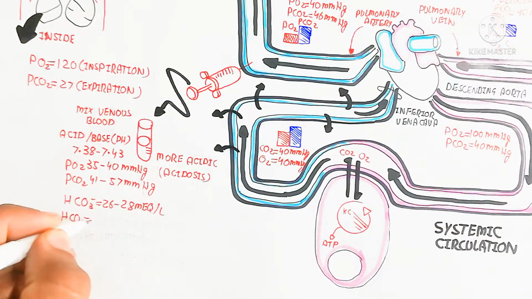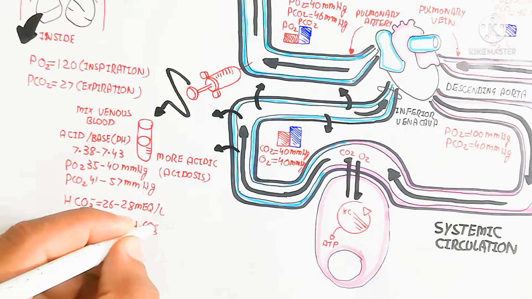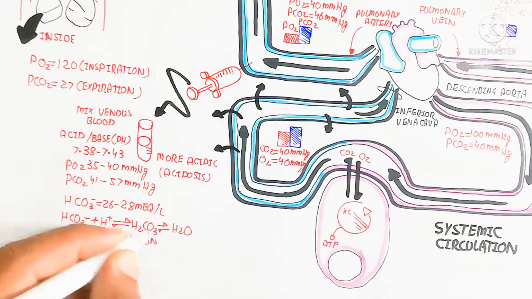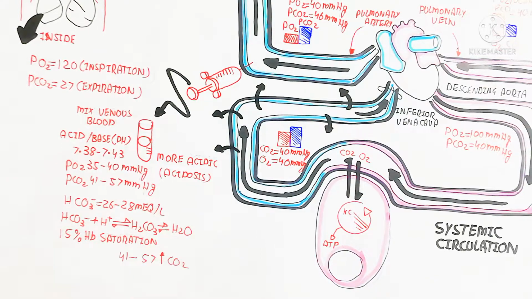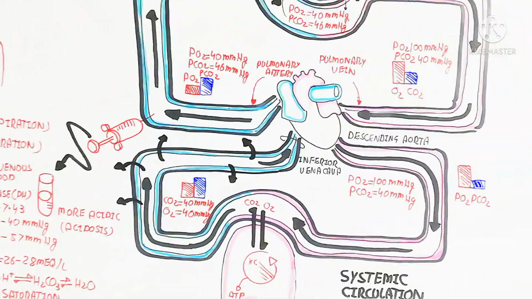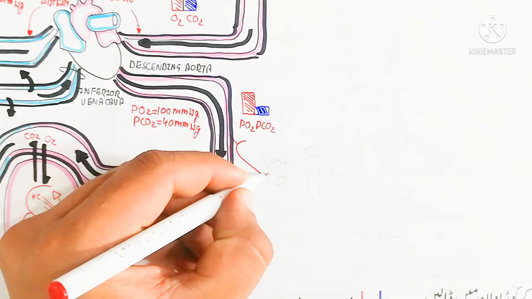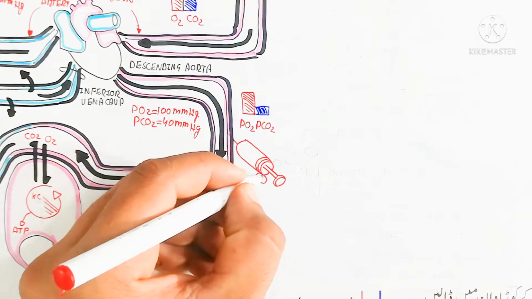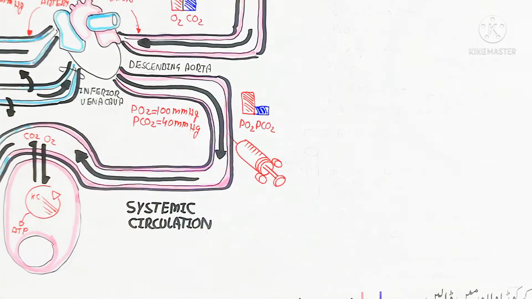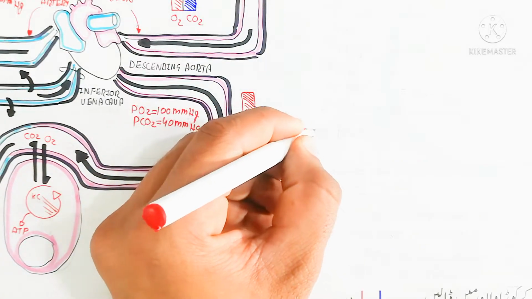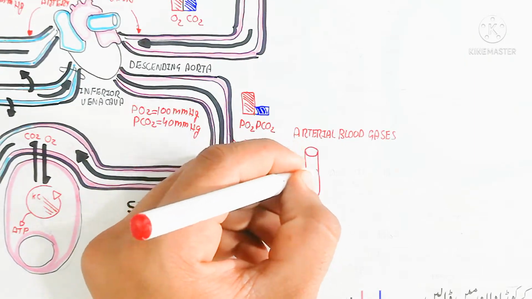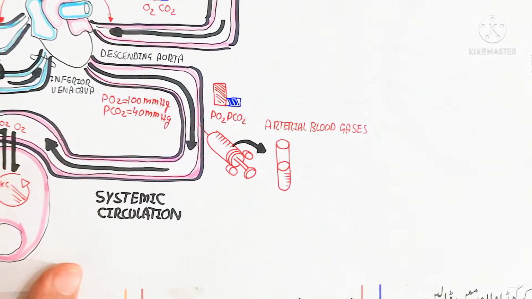In this way, the partial pressure of oxygen is 35 to 40, while the carbon dioxide is 57. The hydrogen bicarbonate is equal to 26 to 28 milliequivalents per liter. Carbonic acid formation will occur when there is more acid, so it will dissociate, while 15% of hemoglobin is saturated via carbon dioxide, at 41 to 57, so carbon dioxide will be increased.